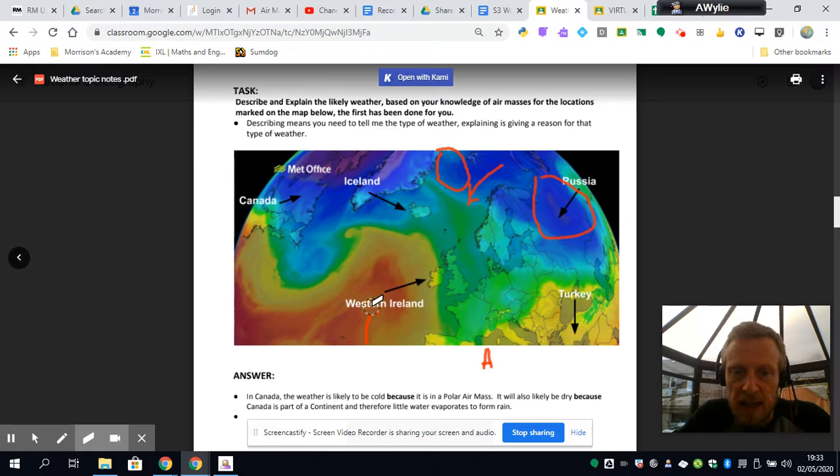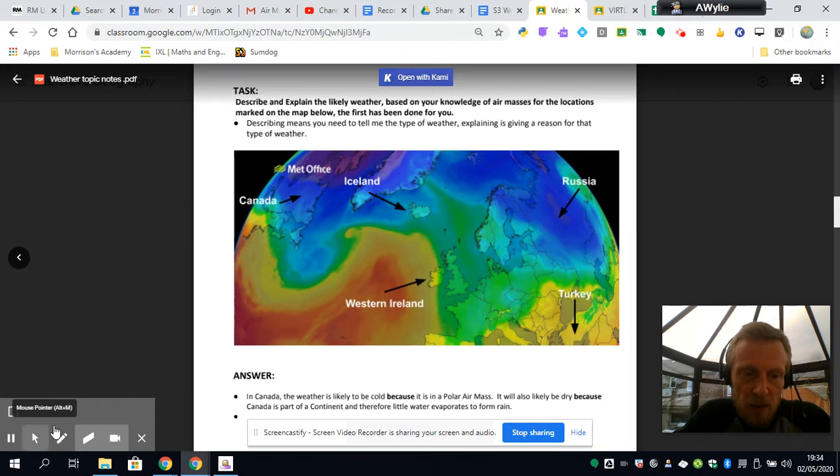We also gave you an idea that air masses will either be very dry or very wet, and that depends on whether they come from an ocean or from a continental area. If they're coming from an ocean, they're going to be very wet because there's lots of evaporation, whereas if they're coming from a continental area, they're going to be very dry.